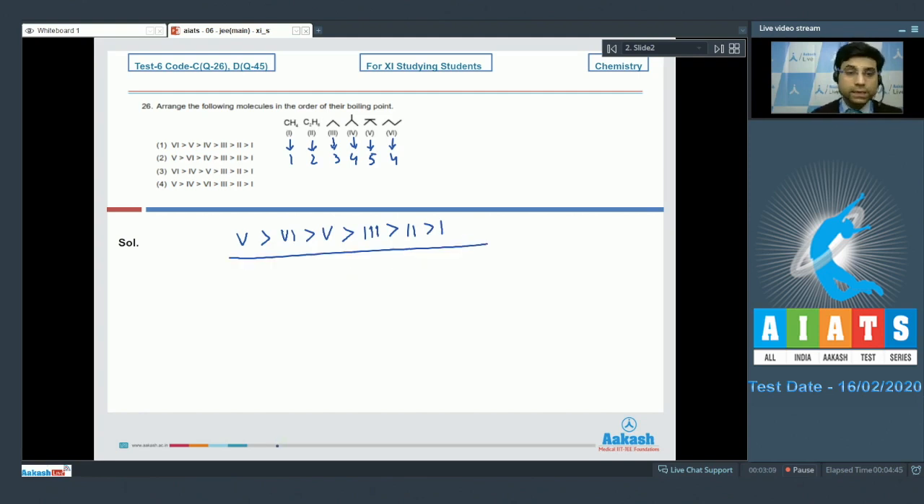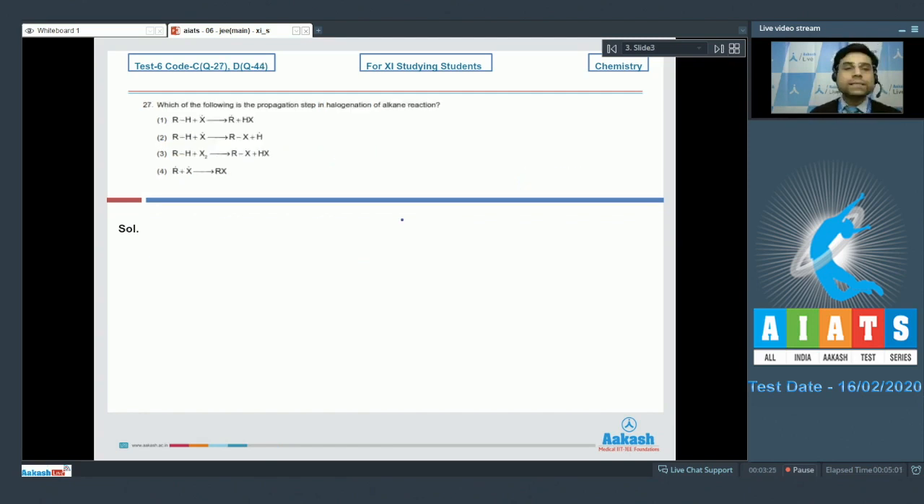Let's go through the options. We can see in the second option, the correct order is mentioned. Hence, the correct answer for this question will be option 2. Now, let's move to the next question. This is the next question we have.